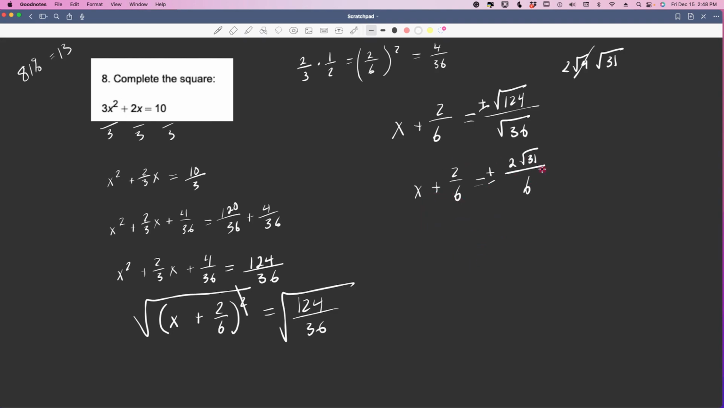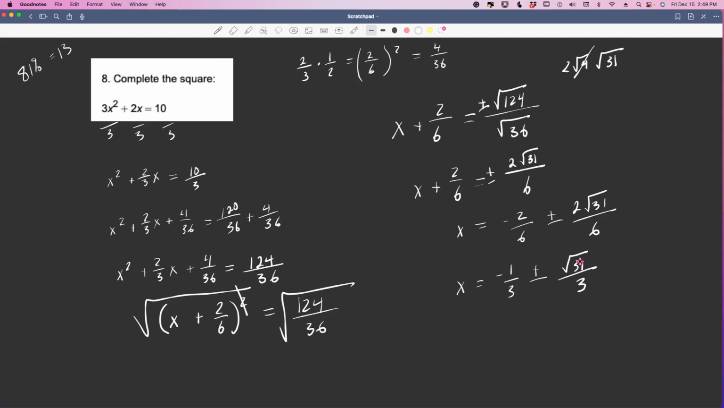Let's subtract this and say x is equal to negative 2 over 6 plus or minus 2 times the square root of 31 over 6. We can reduce both of those to x is equal to negative 1/3 plus or minus square root of 31 over 3. That's your answer. And this is the way you want to write it. You want to write it in separate terms whenever there's a radical.